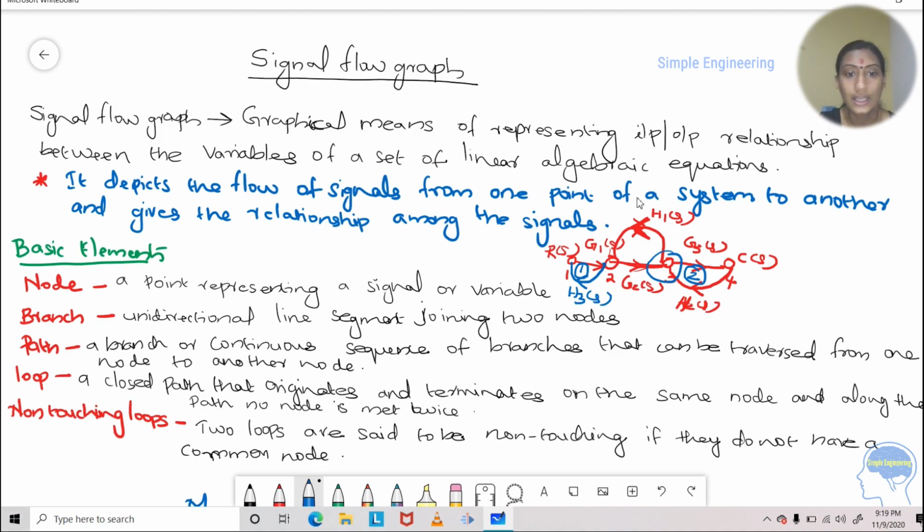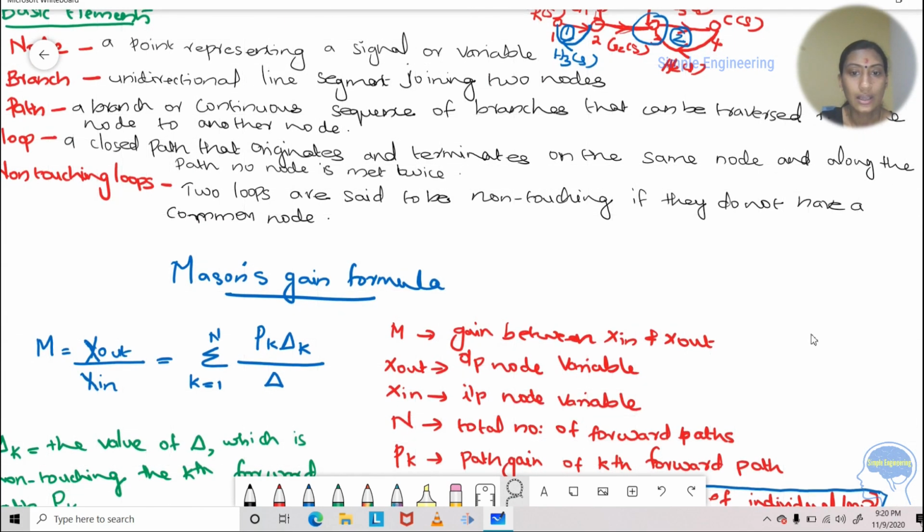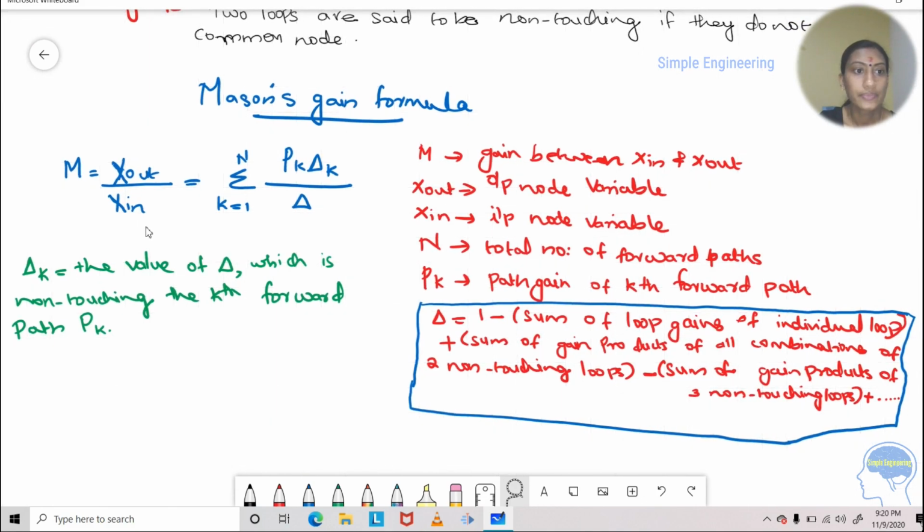So these things you have to be clear about, then only we can solve this problem. In order to solve the signal flow graph, we need to know about Mason's gain formula. Mason's gain formula is represented as M, which is equal to X out by X in, which is equal to sigma K equal to 1 to N Pk delta K by delta. Then we have to know these terms. M is the gain between X in and X out.